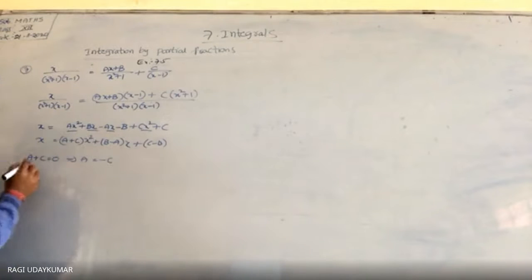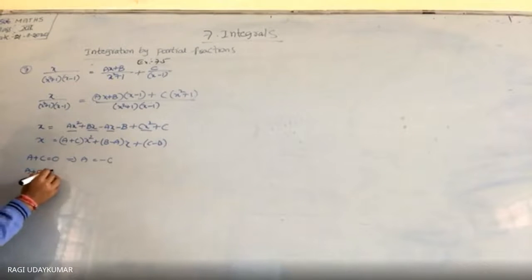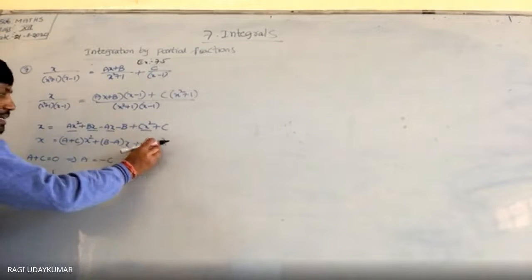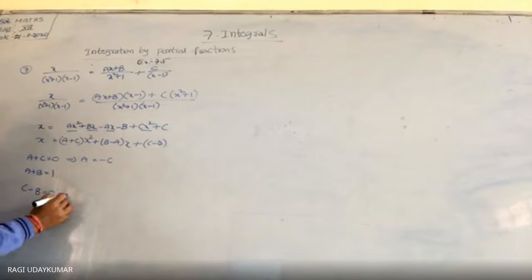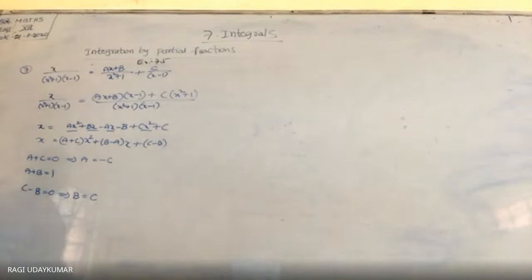The coefficient of x is 1, so b minus a is equal to 1. Keep this aside. For the constants, c minus b is equal to 0, so this implies b is equal to c. B is equal to C. So here the value of a is in terms of c, and the value of b is also in terms of c. So what did you get here?